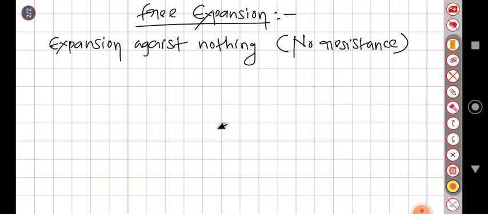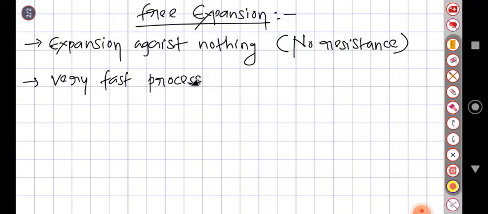And this free expansion is a very fast process. Please keep this point in mind: a very fast process. And it happens suddenly, which means it is a highly irreversible process.